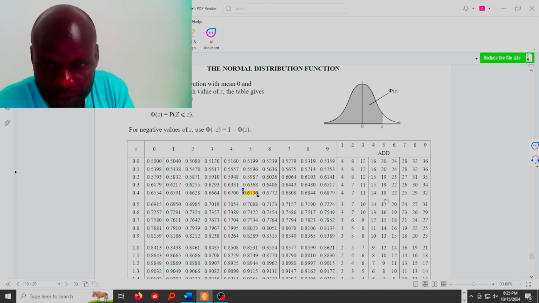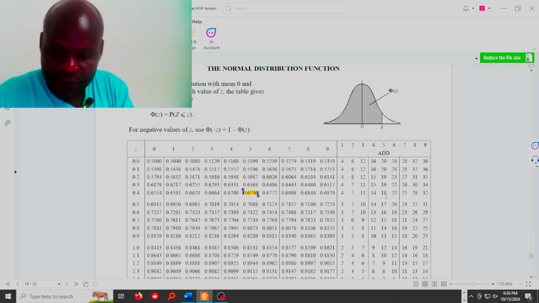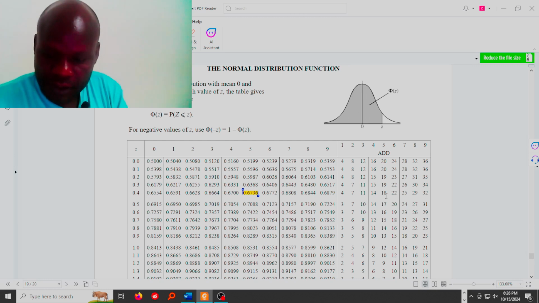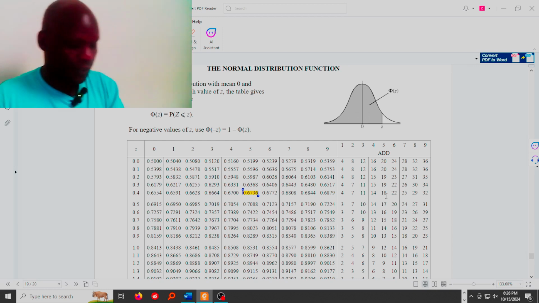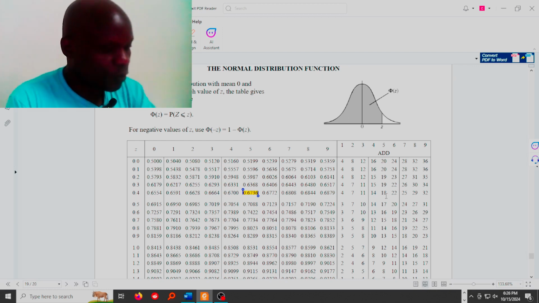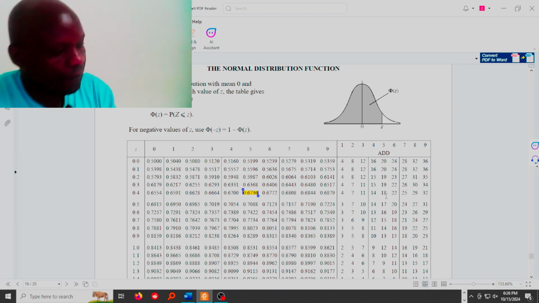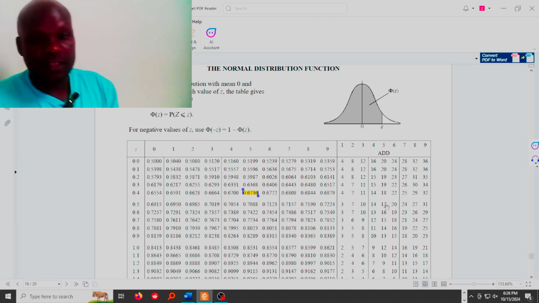So then I come here and get 18. So add 18 to 0.6736. 0.6736 plus 18 should give me a reading value of 0.6754 as the corresponding probability value.